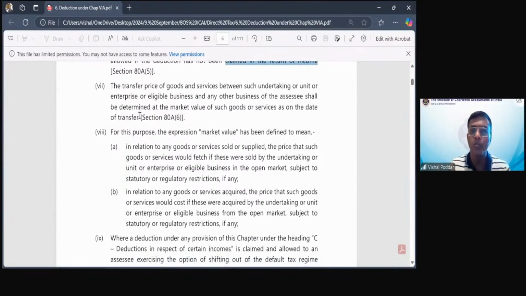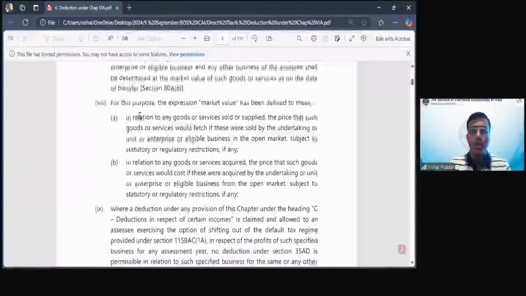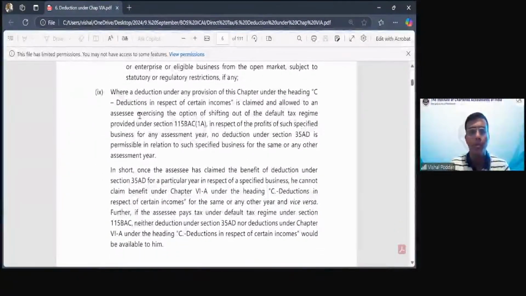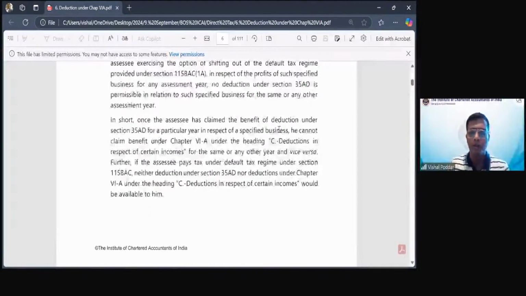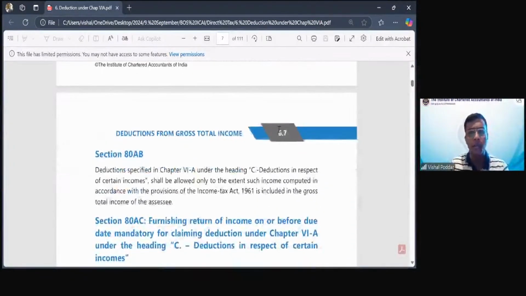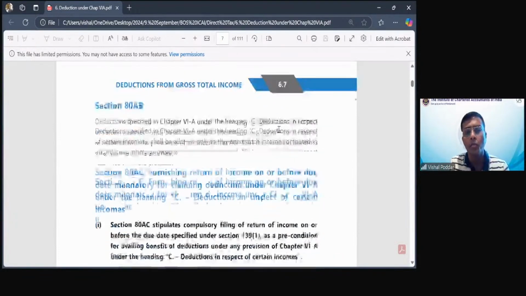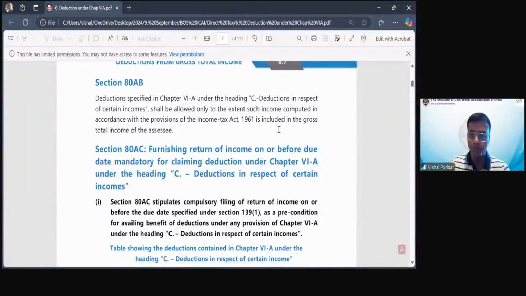Then they are saying that if you are getting deduction under Chapter 6A heading C, the same thing cannot be availed under 35AD. So either you can avail under 35AD or you can avail under Chapter 6A heading C, because both are linked with a particular type of business. So if the same type of business is covered in two different sections, or let us say in one section you are in a specified area and in the other section you are doing a specified business and both are matching, you will not get both the deductions at the same time.